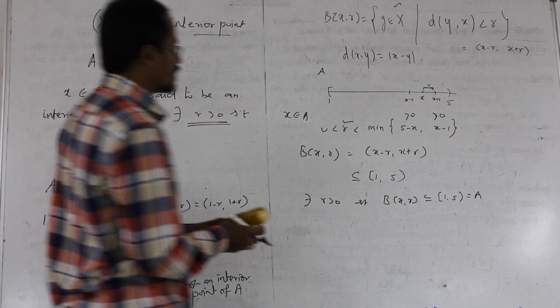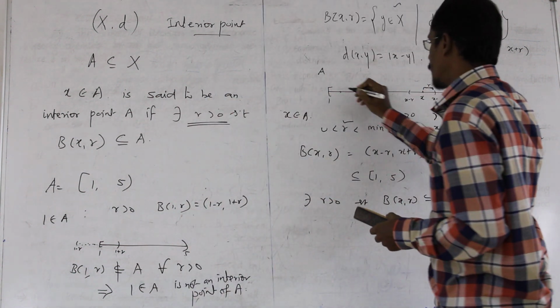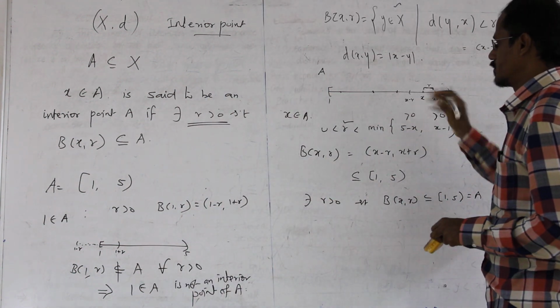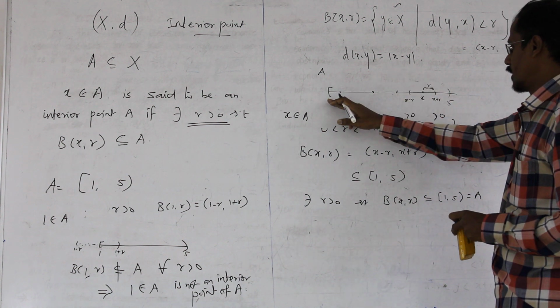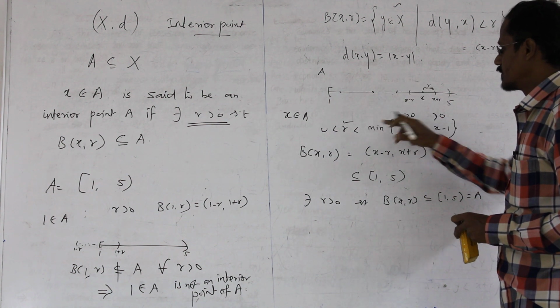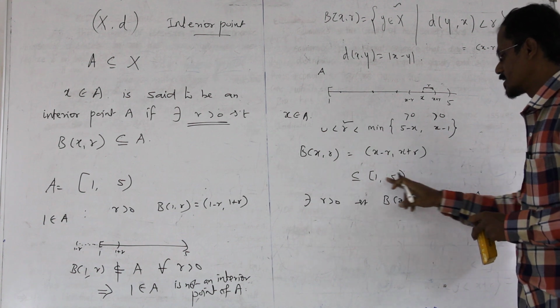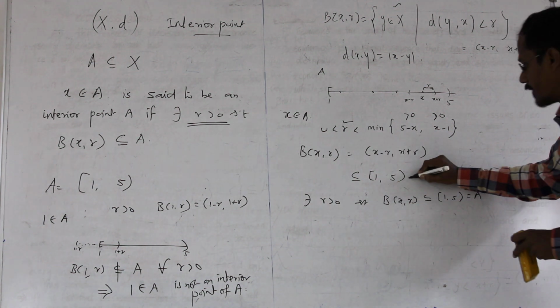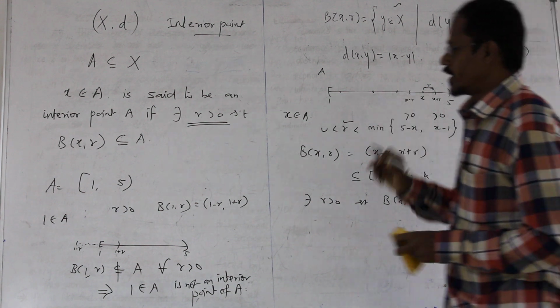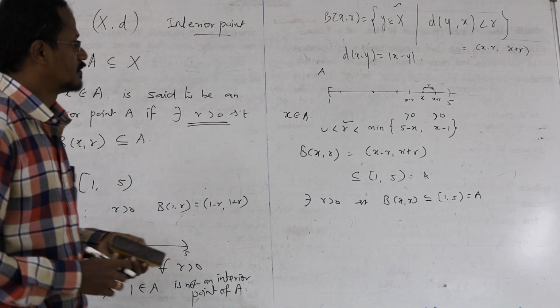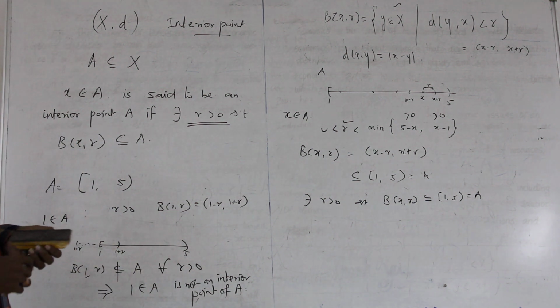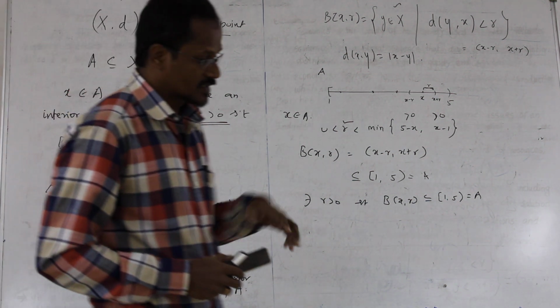So you can take this one instead of A, no problem at all. Whatever point you choose between 1 and 5, not including 1, the respective open ball of this radius will definitely be a subset of (1, 5), which is your set A. That means every point x other than 1 in that set becomes an interior point for the set A. So here is an idea for the next definition.